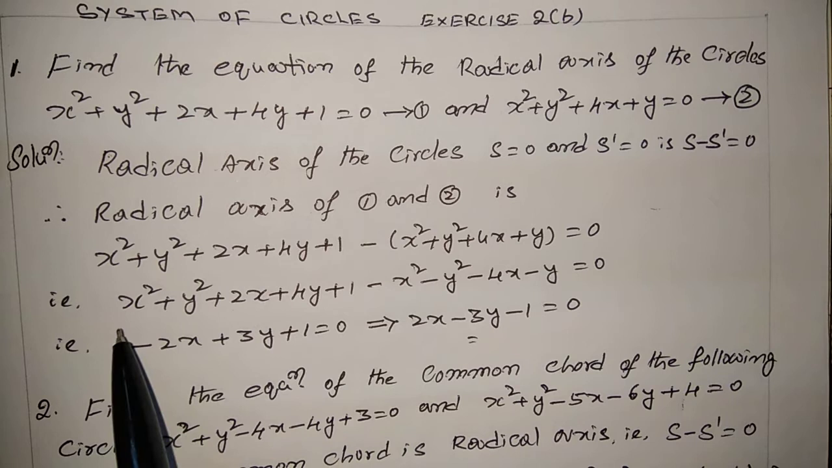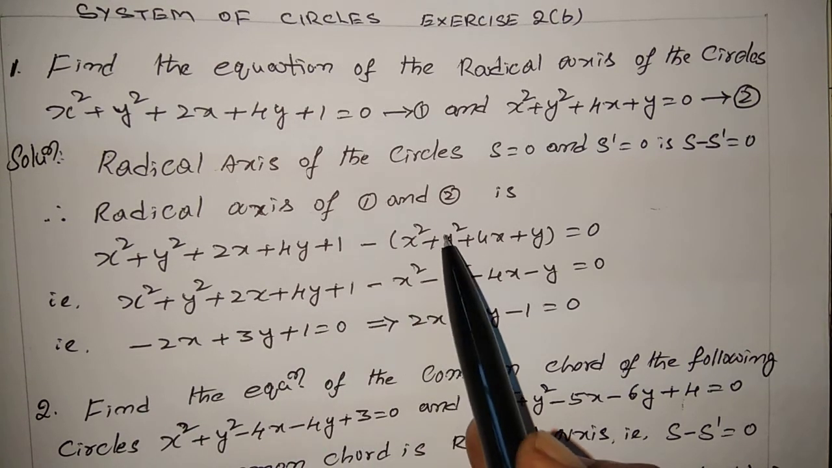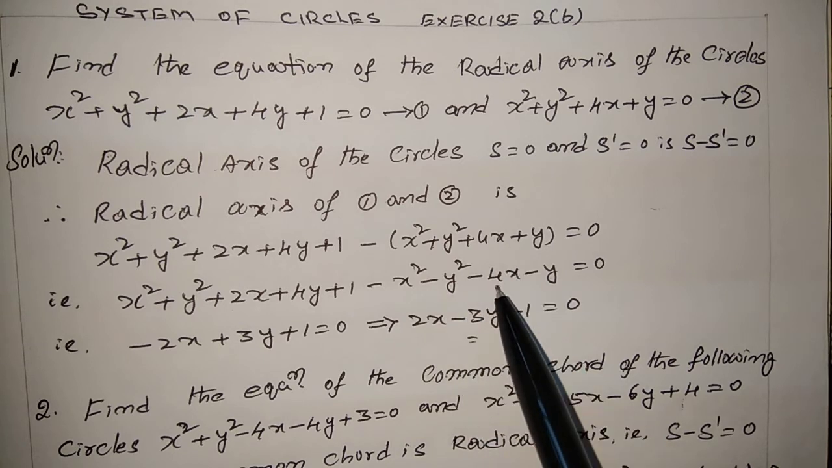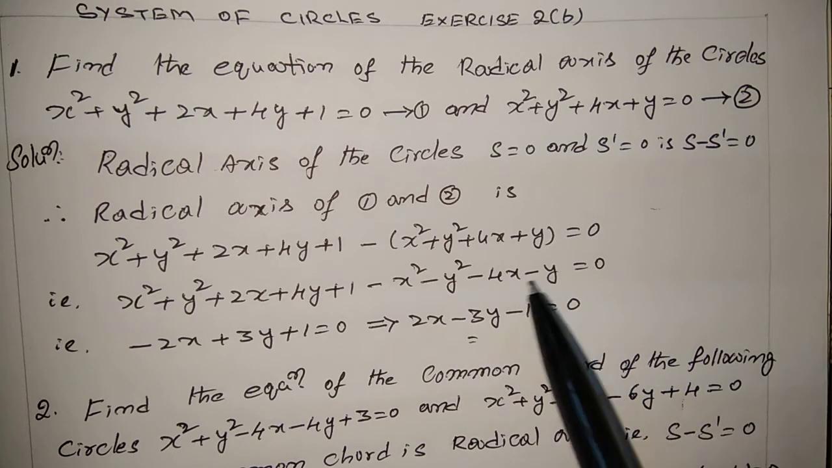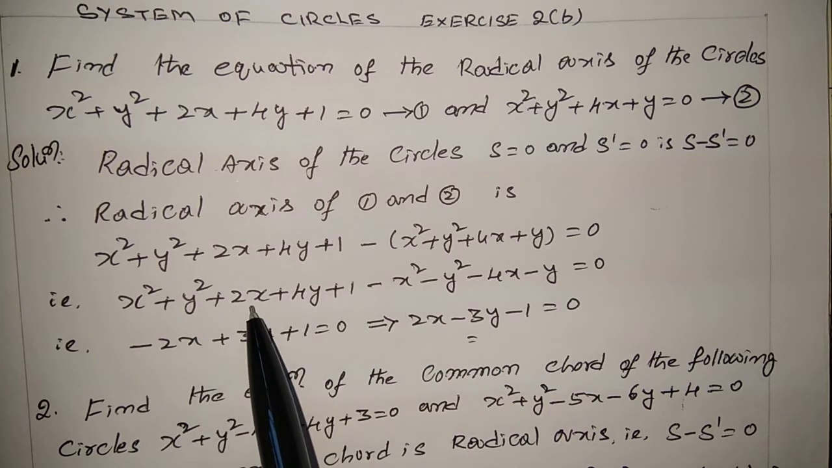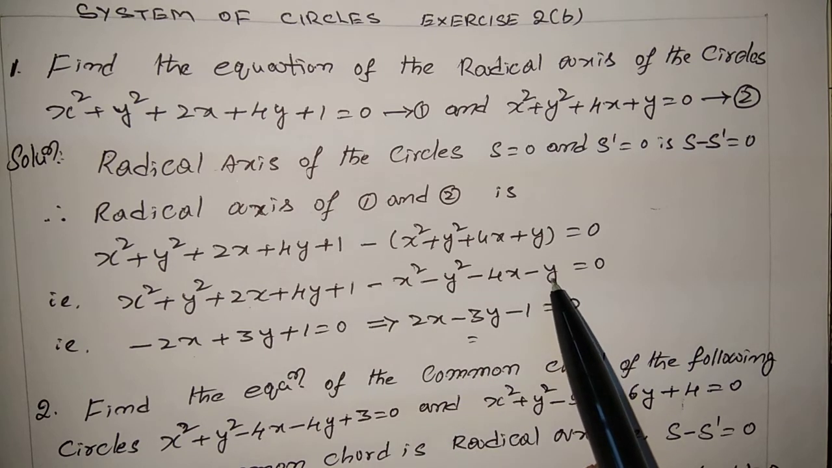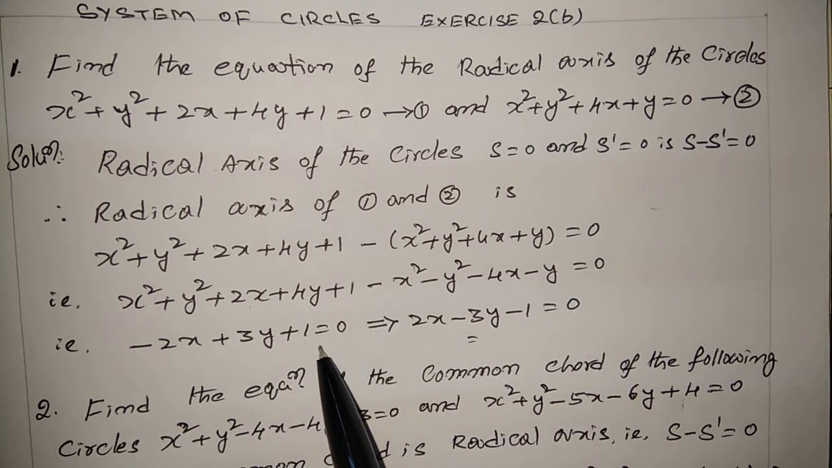Delete this bracket, we get x square plus y square plus 2x plus 4y plus 1 minus x square minus y square minus 4x minus y. Minus x square plus x square get cancelled, minus y square plus y square get cancelled. 2x minus 4x is minus 2x, 4y minus y is 3y, and 1. Minus 2x plus 3y plus 1 is equal to 0.